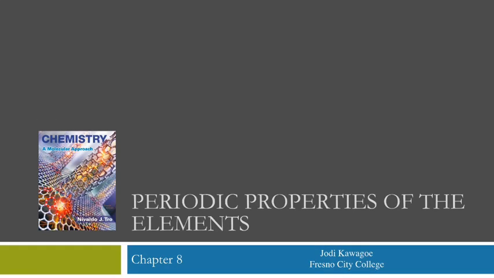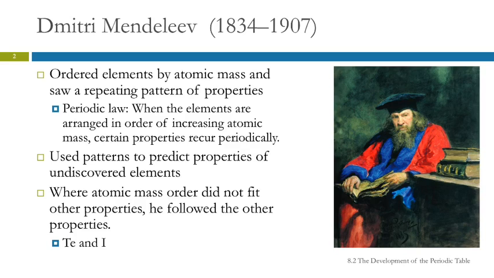Chapter 8, Periodic Properties of the Elements. There's a picture, or a painting, of Dmitri Mendeleev. We've mentioned him before. He ordered elements by atomic mass and saw a repeating pattern in the properties, and this is summarized in the periodic law. When elements are arranged in order of increasing atomic mass, certain properties recur periodically.